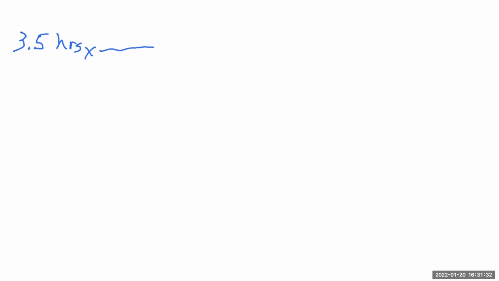Okay. So what goes on the bottom? Hours are on top. So what's on the bottom to cancel? Oh, hours. So we're going 55.7 miles per hour. So every hour we're going 55.7 miles. That's how many miles we're going to go.